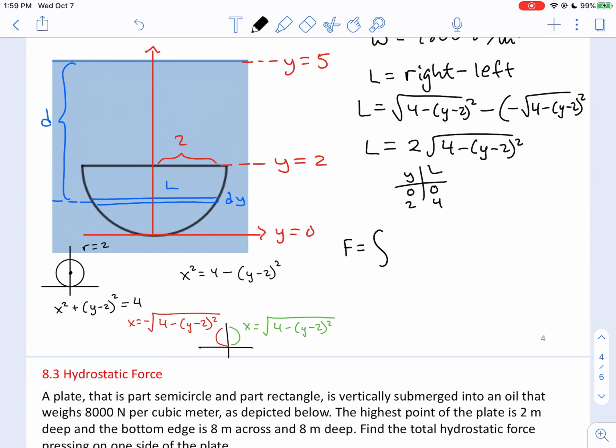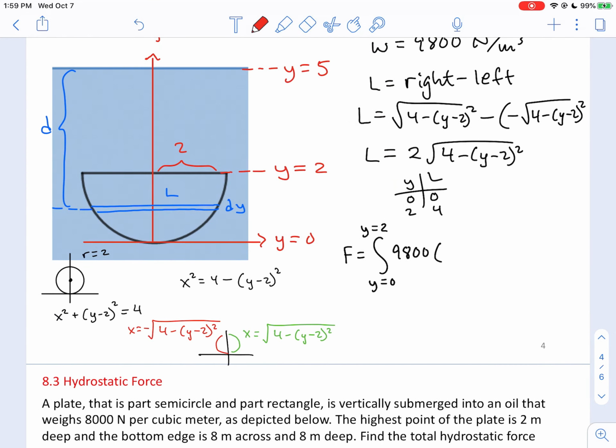Okay, now we're ready to set up our force integral. We're going to integrate. The first slice is going to start at y equals 0, the bottom of the plate, and the last slice will be at y equals 2, the top of the plate. We're going to have 9,800 as our omega, times our depth. Keep in mind that the distance from this slice to the x-axis is the y-coordinate. And since the bottom of the plate is 5 meters deep, that means d is going to be 5 minus y. So our depth is 5 minus y. Our length is this 2 times the square root of 4 minus (y minus 2) squared, all in square root. And then the thickness is the dy.